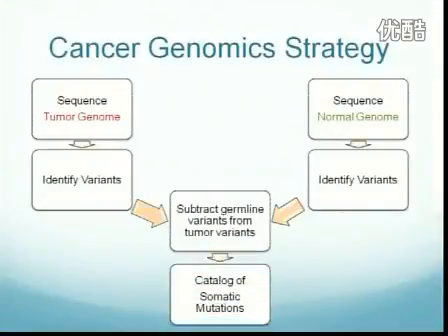So when people have studied cancer genomics, it's a relatively simple strategy. And this is a strategy minus all the analysis algorithms. What one does is sequence the tumor genome of the individual. You sequence their normal genome, usually from their blood. You identify the variants that are in both of these genomes. You subtract the normal genome variants from the tumor genome variants, and now you're left with their somatic mutations that are caused by their cancer.